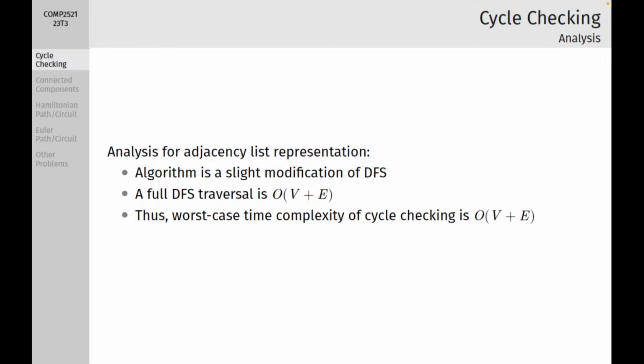How efficient is our implementation? This algorithm is just a slight modification of DFS, and we know from Monday that a full DFS traversal of the entire graph is O of V plus E, if we use the adjacency list representation. That means the worst case time complexity of the cycle checking algorithm is O of V plus E.